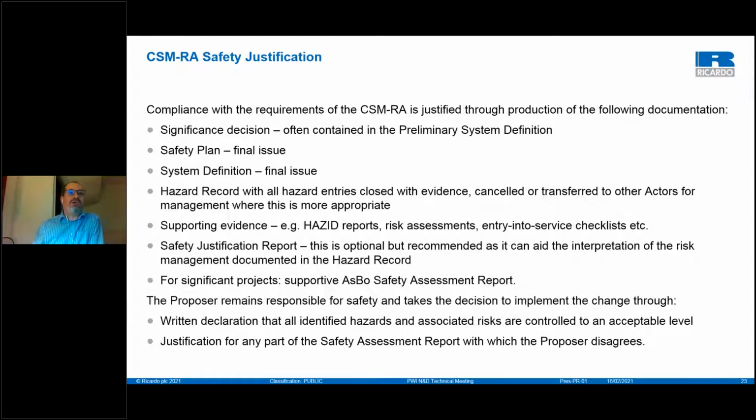Okay, significant projects. I mentioned that for Network Rail, all projects, whether they're significant or not, need to follow the CSM, and therefore all these documents will be produced for a Network Rail project, irrespective of its significance. For a significant project, you'll have the independent assessment, and you will be required to produce, or have produced for you, a supporting safety assessment report by the ASBO. And again, the proposer remains responsible for safety and takes the decision to implement the change.